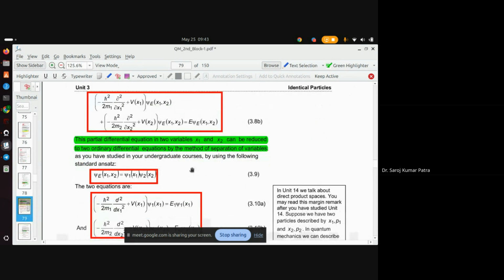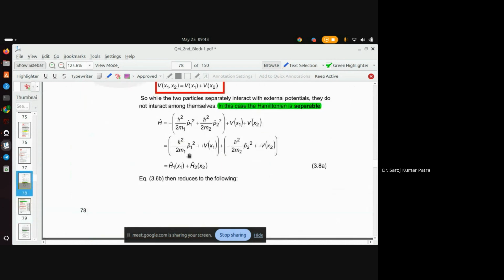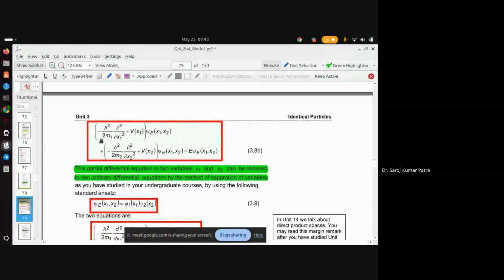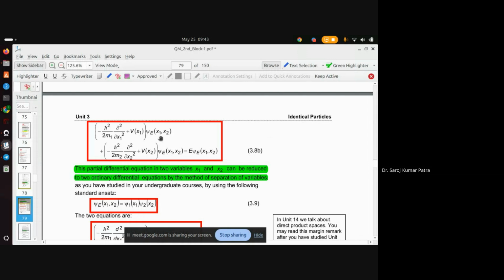And if we try to solve the time independent Schrodinger equation, how exactly will we write it? We'll write it like this, right? So if this is the Hamiltonian, it will be minus h cross squared by 2m1 del squared by del x1 squared plus V1(x1) operating on psi_E(x1, x2).